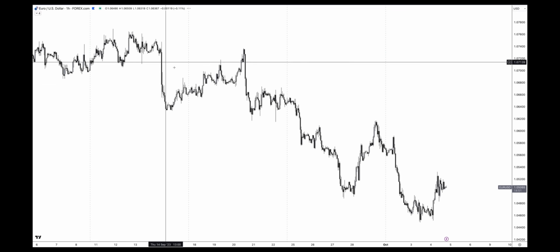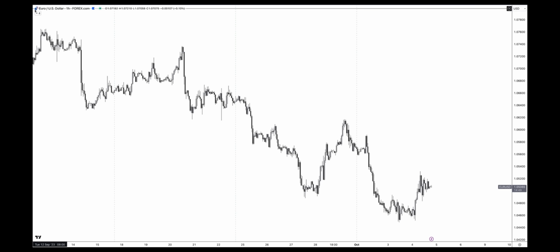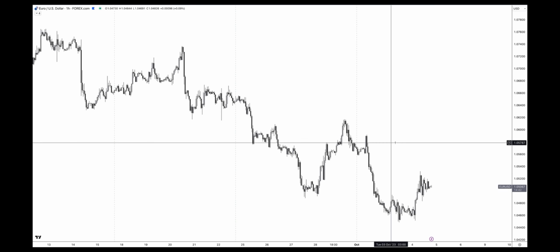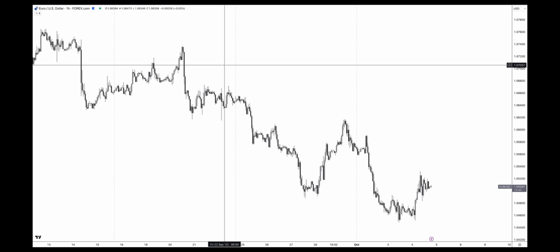But starting on the 1 hour, oh, and by the way, if you do want to use it, it's just called FXN weekend day separator. I think some of you already have it, but yeah, just thought I'd show you guys.